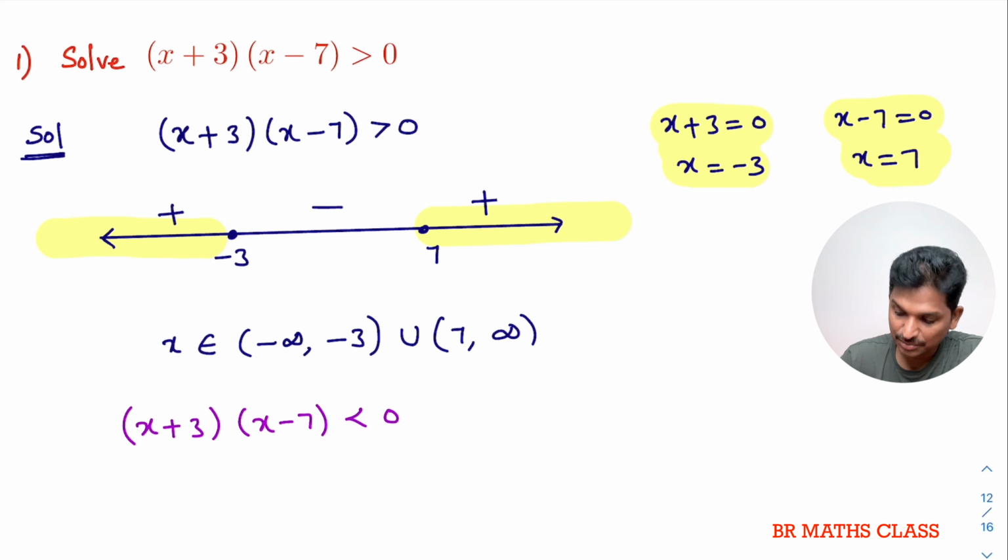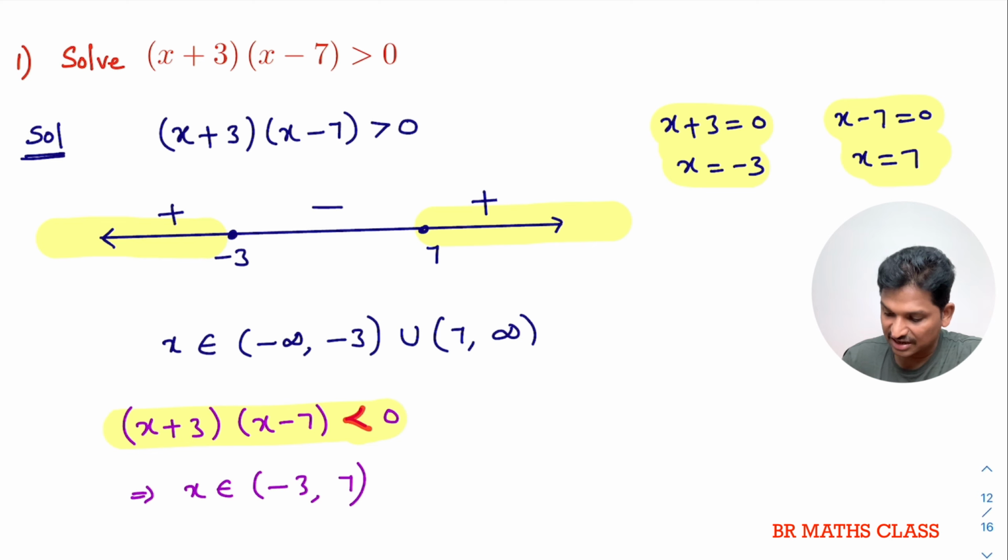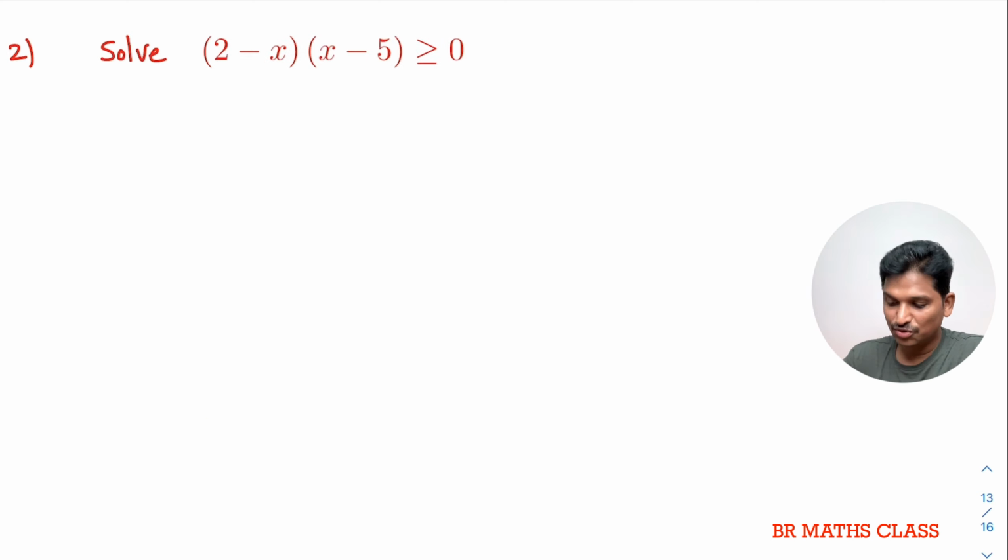Suppose if the question is like this, then what is its solution? Its solution for this inequality is open interval minus 3 to 7. Here they given strictly less than. That's why this is open interval. For the same question, if they given less than or equal to, then we will write closed interval minus 3 comma closed 7. Closed 7. Right? Okay. So successfully we completed first problem. I hope you understand this. Right? We will move to next question.